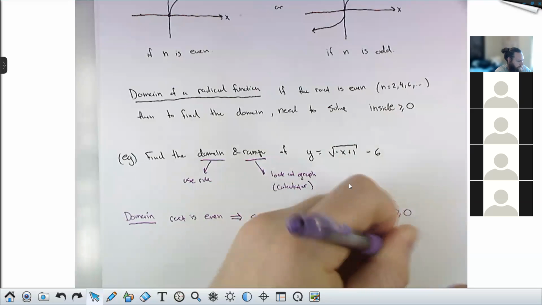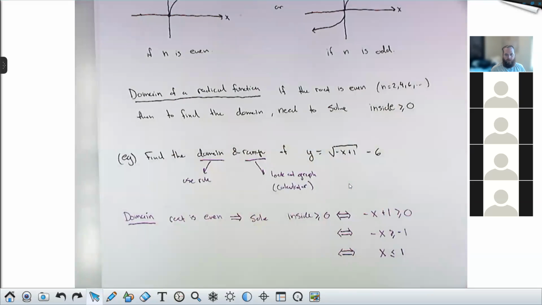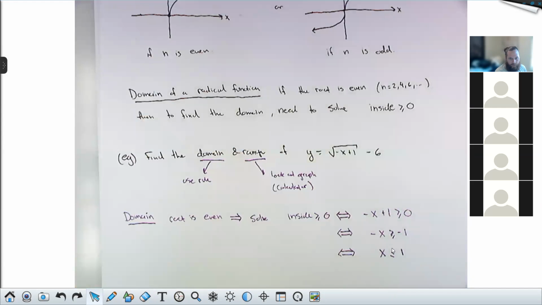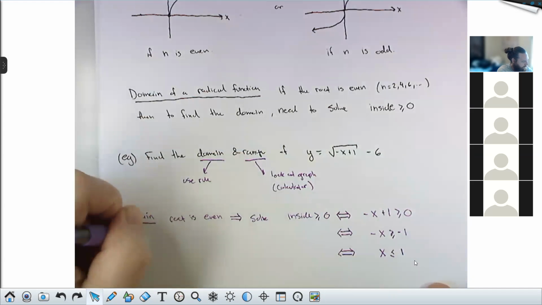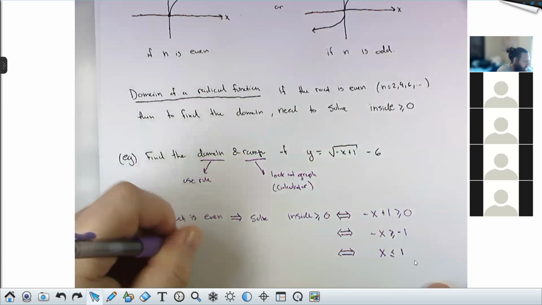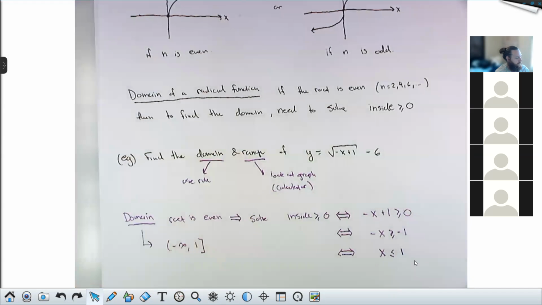And when you do that, the sense of the inequality, the direction it's pointing, flips over. Multiplying or dividing by a negative flips the inequality. So we solved the inequality inside greater than or equal to 0, and we got x is less than or equal to 1. In other words, the domain here is the set -infinity up to and including 1. That is this inequality as an interval.